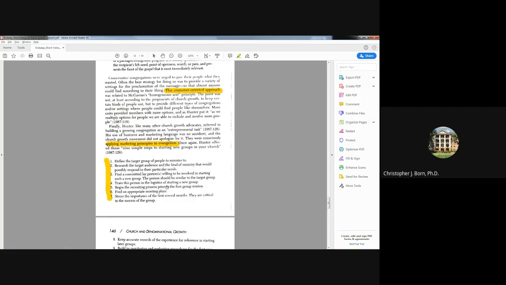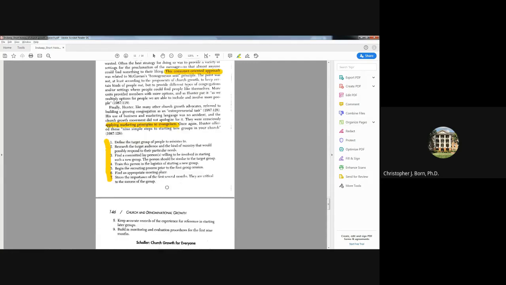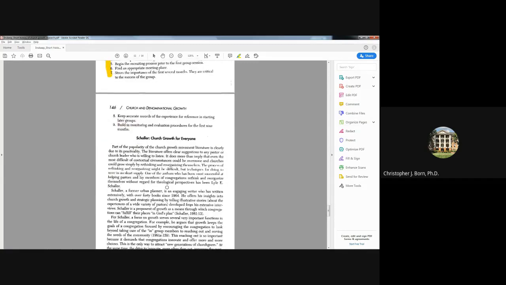And these down here, these are actually marketing steps. These are not necessarily theological development steps. These are marketing steps. And so then finally we have Schaller, comes along, and he was actually a city planner or an urban planner, and so he knows how context plays into this. So he comes down here.